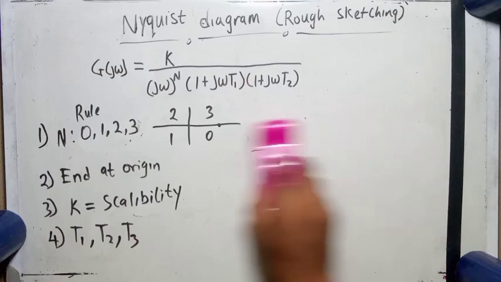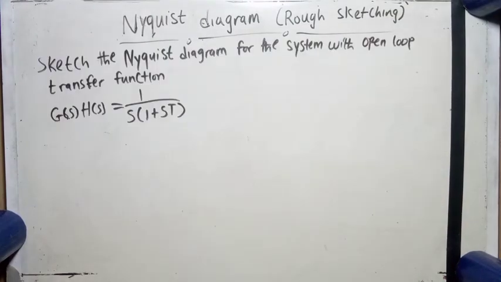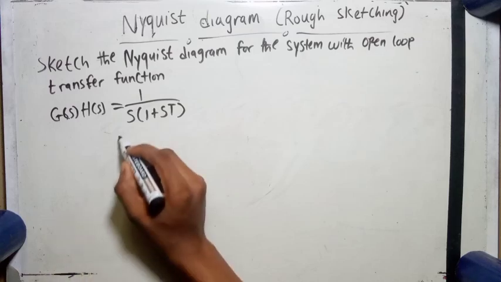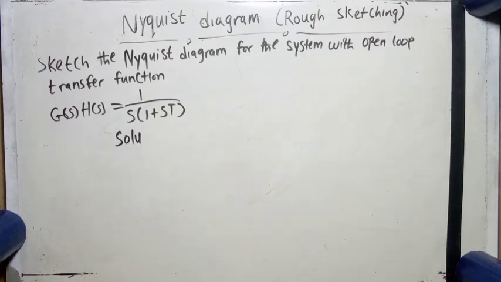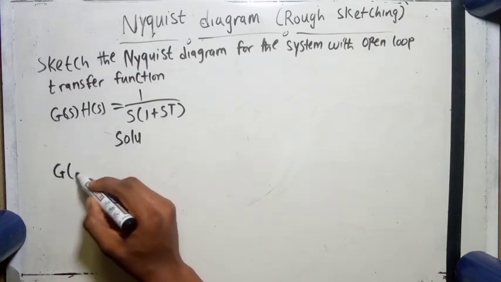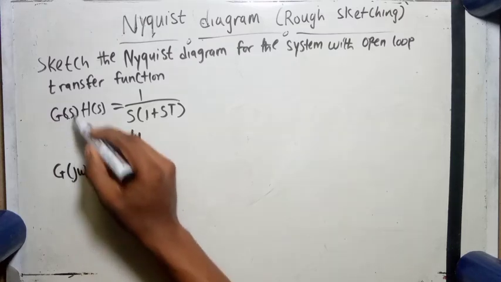So we'll be taking some examples. Okay, so the question says sketch the Nyquist diagram for the system with open loop transfer function G(s)H(s) equal to 1 over s times (1 plus sT). Now this is the transfer function given to us. We have to now convert it into its complex frequency domain form. So we have jw. This is what I mean: converting your s to jw.